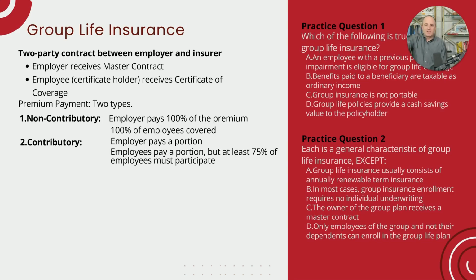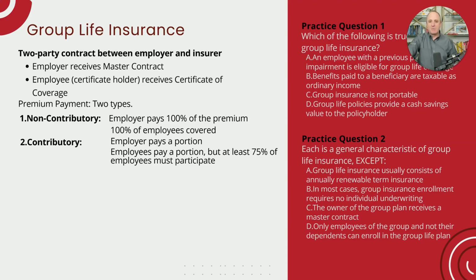All right, now group life insurance, and the group plans are something that's going to be covered on your test. The employer receives a master contract. The employee receives a certificate of insurance. Don't overcomplicate it any more than that. That's pretty much all you're going to need to know on this subject, other than the fact there are two types of plans.